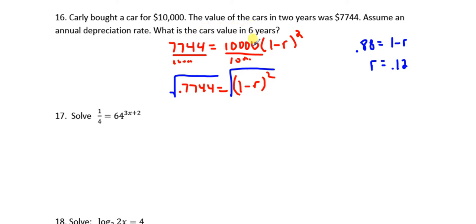Now the question is, what's the car worth in 6 years? We knew that the car was worth $7,744 after 2 years. Now we don't know what it's going to be worth after 6 years. So our amount after 6 years is going to be equal to our starting amount, 10,000, times 1 minus 0.12, or in other words 88%, to the 6th power. If you just plug that in, 10,000 times 0.88 to the 6th power.